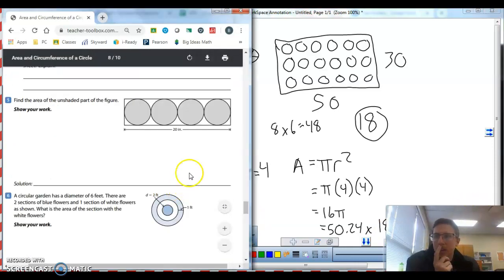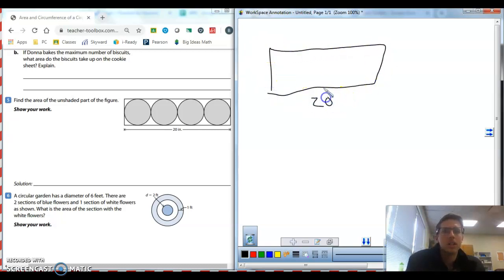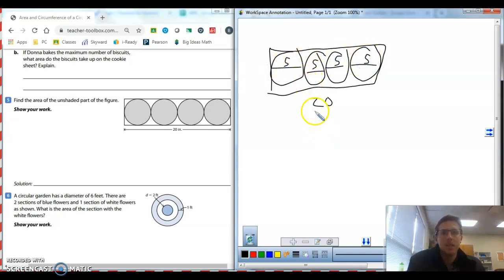Alright, next one. Find the area of the unshaded part of the figure. Okay, first we need to find the shaded part, right? We need to find the area of everything in total, and we need to find the area of the shaded part. Okay, so in the other video we went over one. We've done a few of these in class. If you notice, it's 20 all the way across, but there's 4 circles in there, right? 2, 3, 4, so that means each diameter is 5, 10, 15, 20. So each diameter is 5.